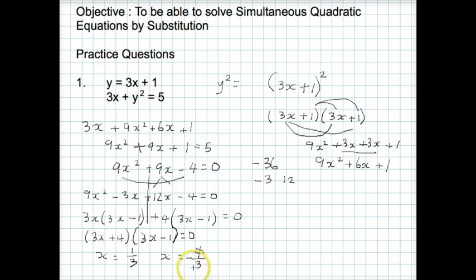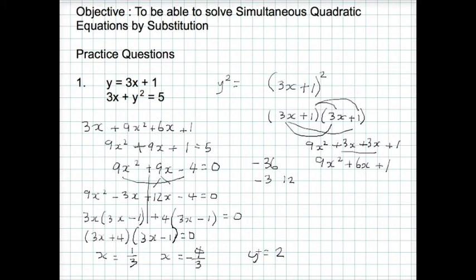We've now got our x values, but of course this is a simultaneous equation, so we've got to find our y values. This is pretty straightforward because all we're doing is substituting our x value back into the easiest equation, which is this first one. If we put x back in place of x here, we get y equals 3 times a third. 3 times a third is 1, plus 1 is 2. So x equals a third, and y is going to equal 2.